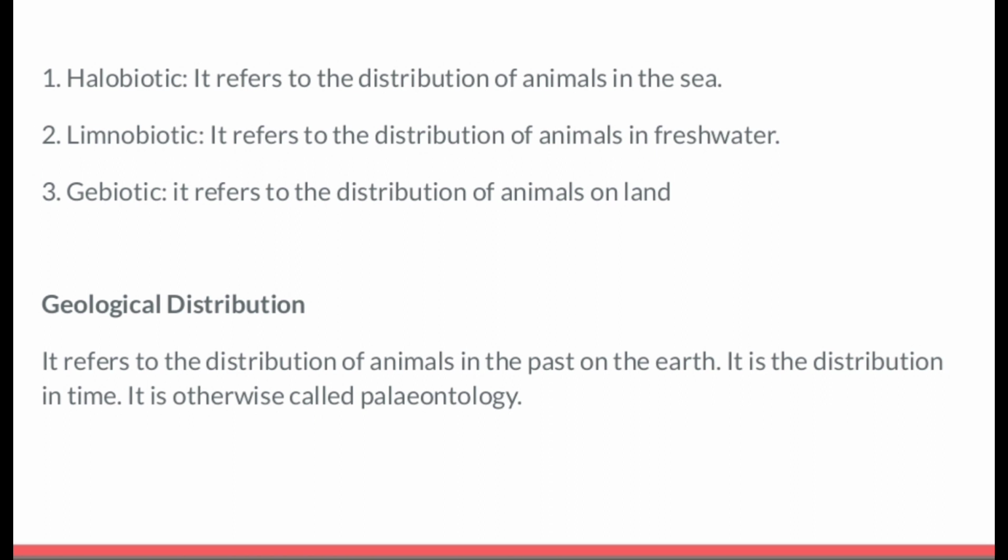Geological distribution. It refers to the distribution of animals in the past on the earth. It is the distribution in time. It is otherwise called paleontology.